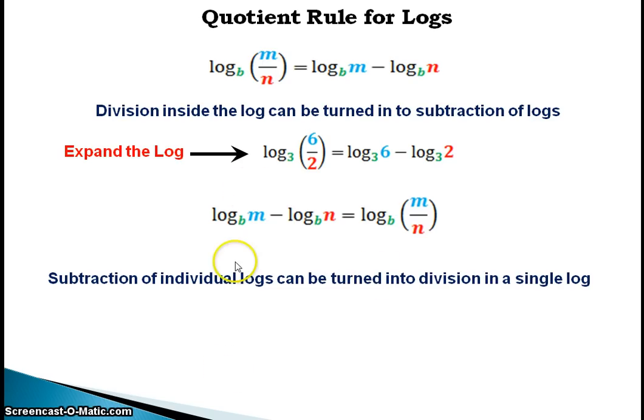Let's look at another example. Now in the first example, we expanded a single logarithm into 2 separate logarithms. In this case, we are starting with separate logarithms and we are combining them, or condensing them, or simplifying them into a single logarithm using this same rule. We see that we have subtraction here: log base b of m minus log base b of n. That means we can write that as a single logarithm, log base b of m divided by n.